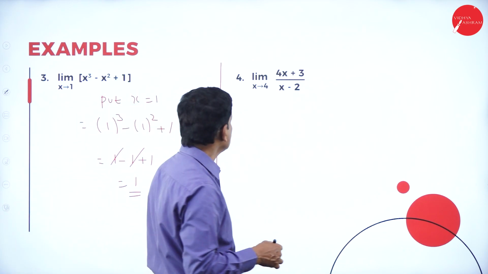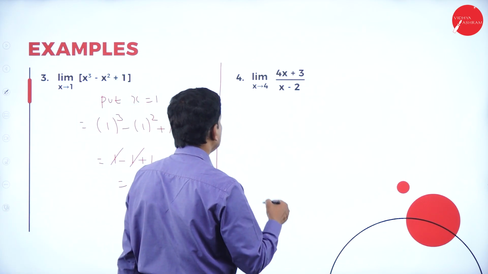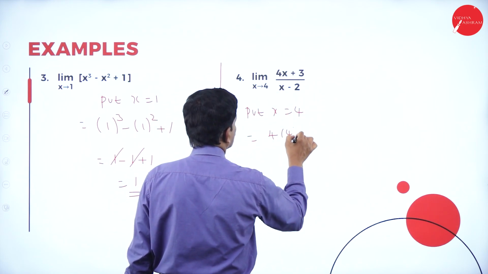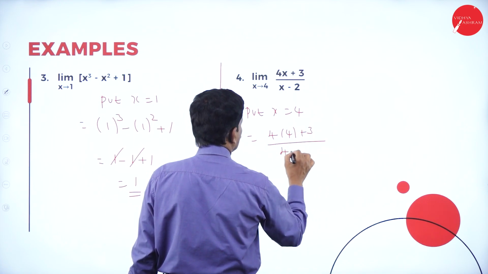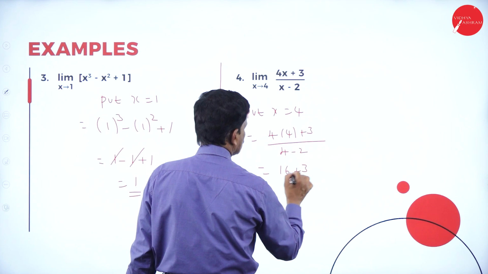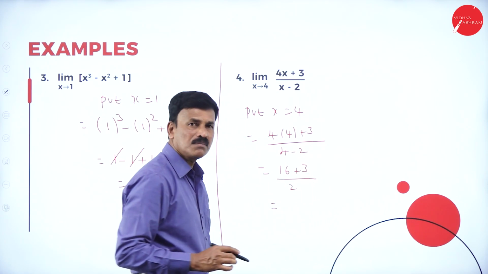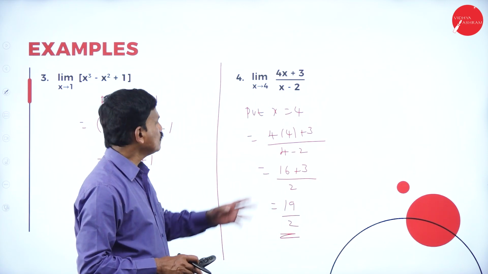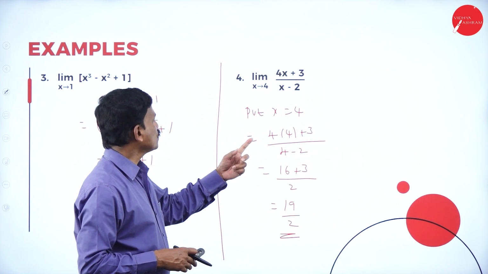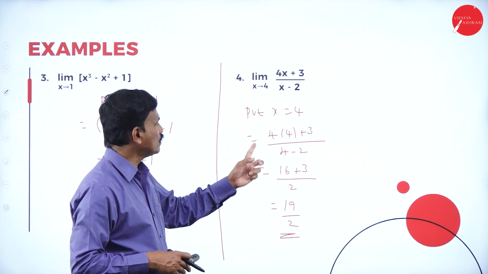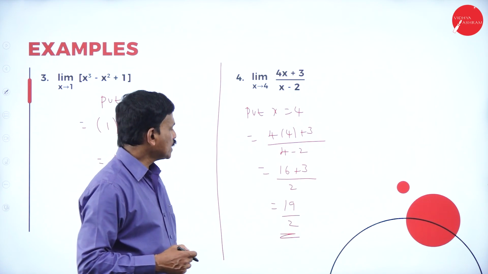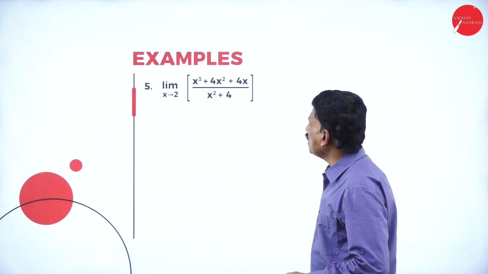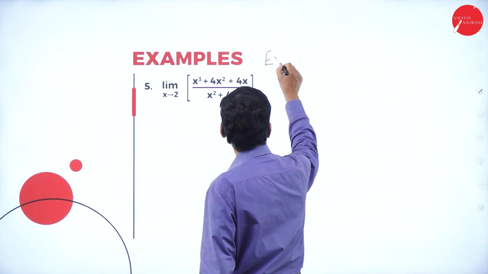Now here, limit x tends to 4 of (4x plus 3) divided by (x minus 2). Now put x equal to 4, then this becomes 4 into 4 plus 3 divided by 4 minus 2. 4 fours are 16, plus 3, divided by 2. What is 16 plus 3? This is 19 by 2. The value of the limit is equal to 19 by 2. Very simple. Put x equal to 4, then 4 into 4, 4 fours are 16, plus 3, 19, divided by 4 minus 2, that's equal to 2. 19 by 2 is the simplified answer, the value of the limit. Now, move on to the next problem. Evaluate.